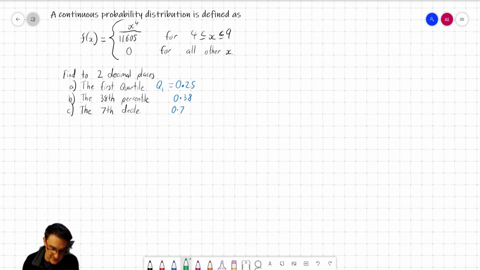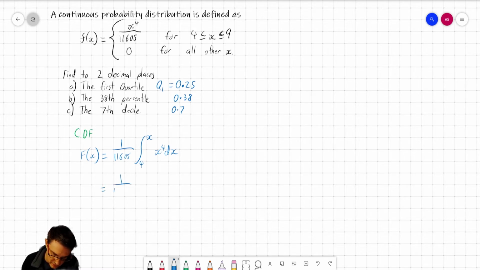Now, before we do anything else, what we need to do is find out what the CDF is first. And so in this case here, we're going to have F of x. That's going to be equal to, and I'm going to factorize as I set this out for my integral, between 4 and x, x to the power of 4 dx. So as I go and integrate this now, I get 1 over 11605, and this is going to integrate to give me x to the power of 5 over 5, and that's going to be between x and 4.